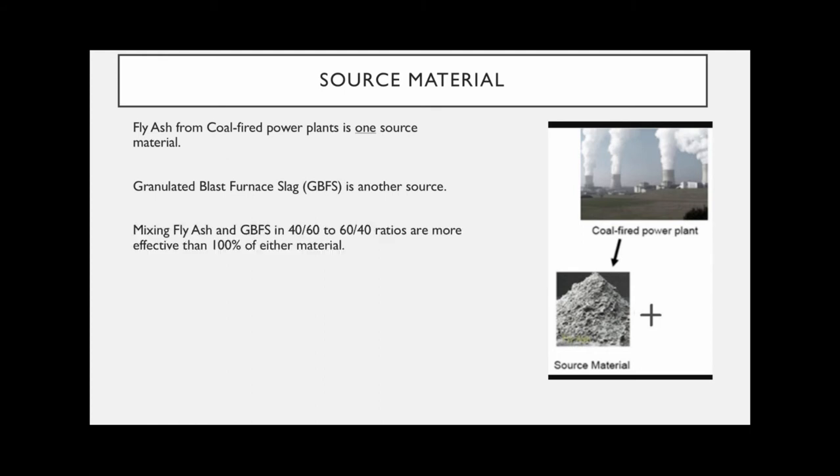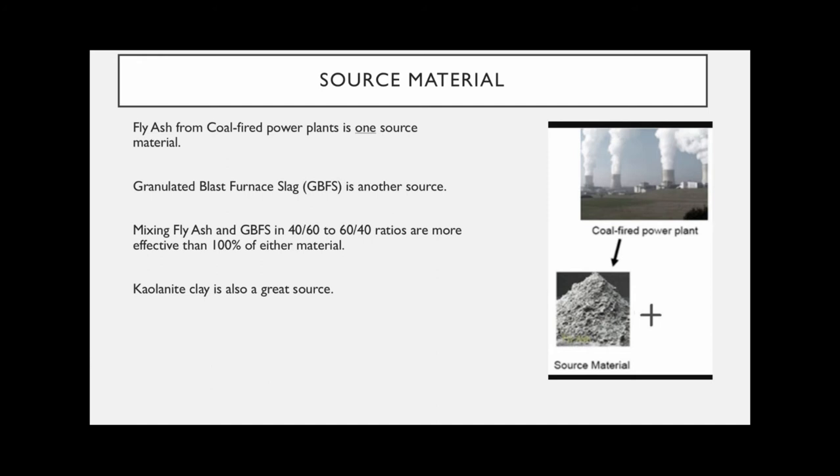It turns out that a mix of the two together in a 40-60 ratio, or somewhere in between, with either material being the larger part of the ratio, actually does much better than a mix that's 100% fly ash or 100% granulated blast furnace slag. But kaolinite clay, which is a natural resource, a naturally occurring mineral, is also a really great source.